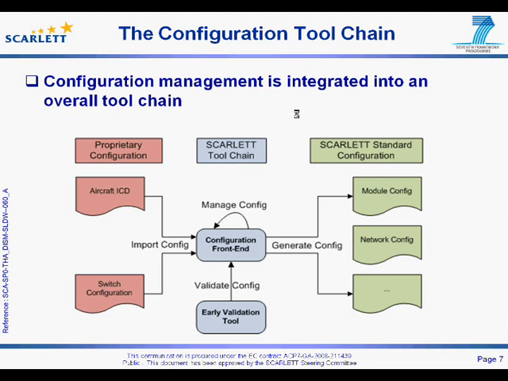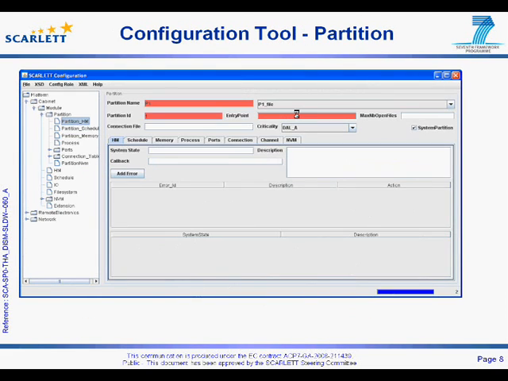Engineers can define configurations from scratch or add information to configurations that have been imported. There are graphical user interfaces for each level of the configuration. The partition interface, for instance, allows the configuration of health monitoring, memory, ports, channels, and network connections.